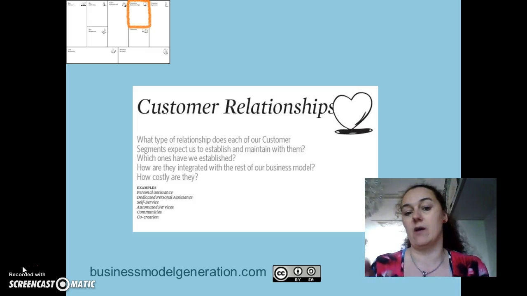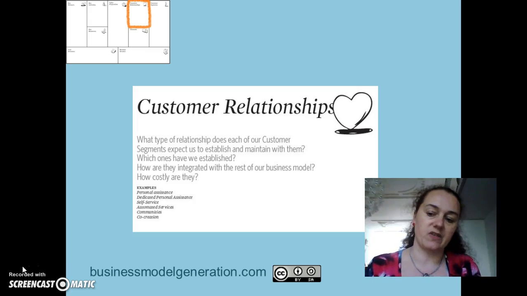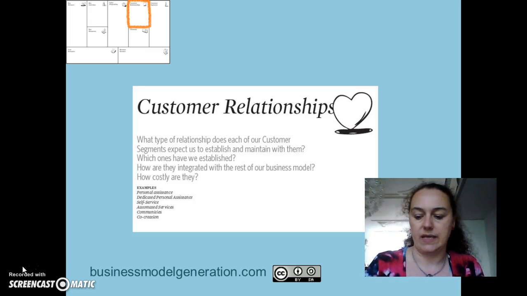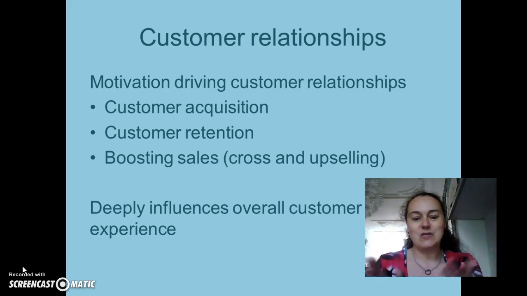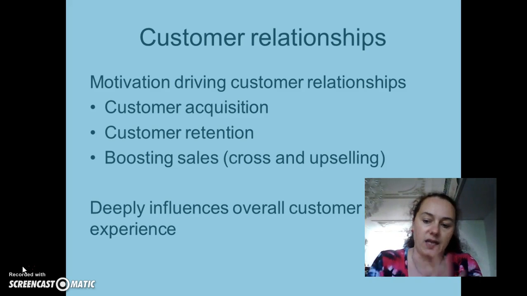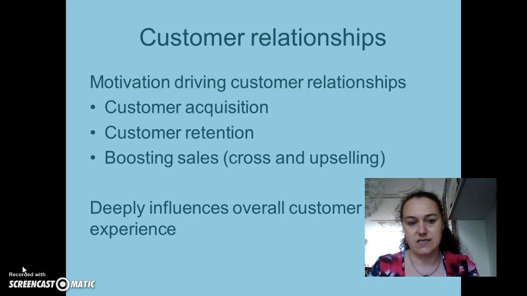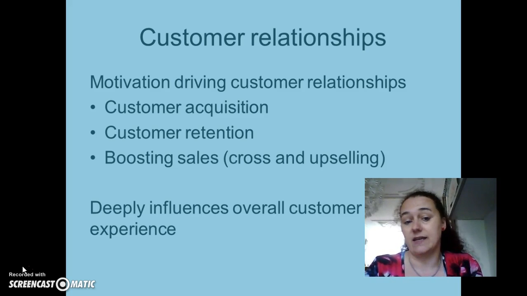So customer relationship is how we relate to that customer segment that we've chosen, and we do so through different channels, but also in different ways. Relationships in general, of course, are one of the most difficult topics in the world, but in business there are different drivers for relationships with your customer, and in general there are three drivers. The first is customer acquisition, getting a customer in, simply starting the relationship. Then there's customer retention, keeping the relationship going, and then there's boosting sales, which is called cross and upselling.